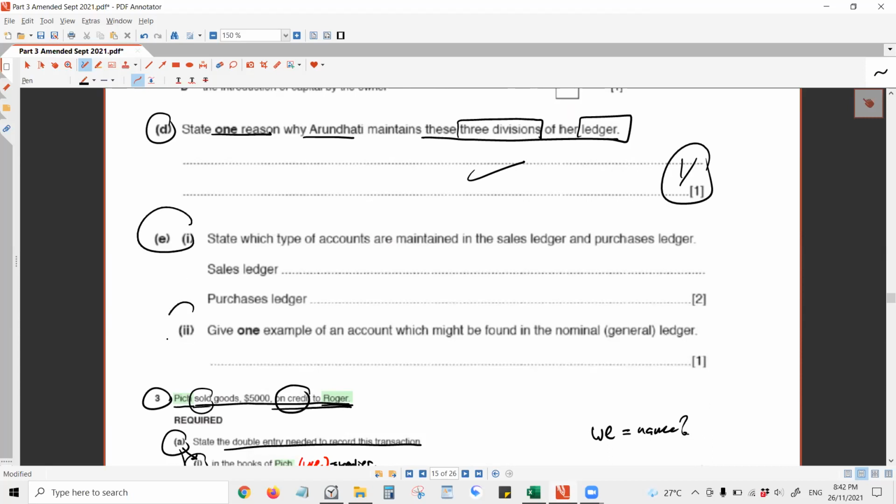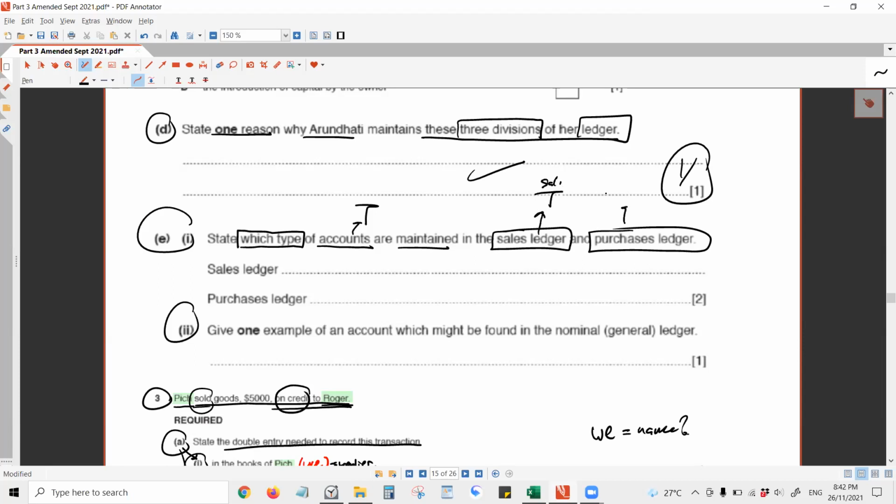Now we do questions E1 and E2 together. These are also past exam questions. State which type of accounts, meaning T-accounts, are maintained in the sales ledger section and the purchases ledger section. Students who do not pay attention to the terminology will have problems in this question. They could be thinking, what are they trying to ask? If they think this is the sales account or the purchases account, they would for sure answer wrongly.